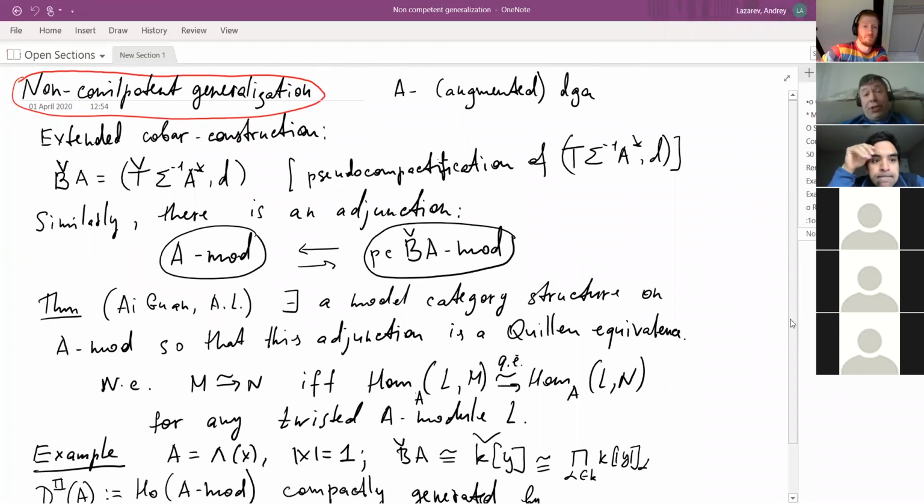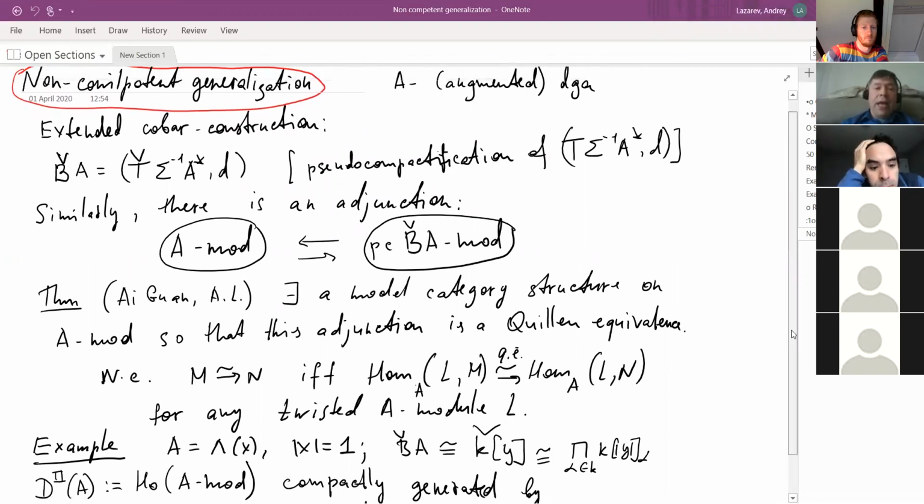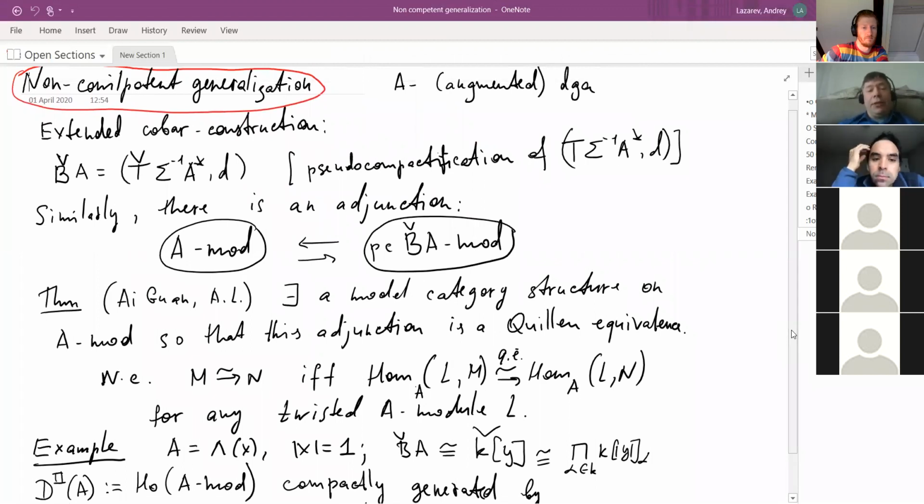So the non-conilpotent generalization. Okay, so A is now an augmented DGA. And what I'm going to do is replace the usual bar construction. Sorry, that should be bar construction, not Khobar construction. I'm going to replace the bar construction of A with what I call an extended bar construction of A, which is constructed as follows. Now, I'm sweeping certain things under the rug here, but not very important things, okay?